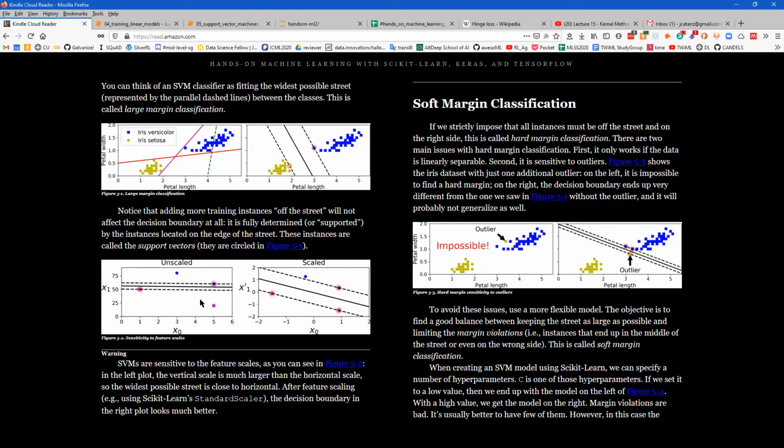Isn't it just that one dimension would overwhelm the other dimension if one is bigger than the other? So your street is going to be narrower, and smaller values will get lost. Right. Yeah, that's sort of the general idea of why you want to scale. You want to make each dimension count the same in some way.